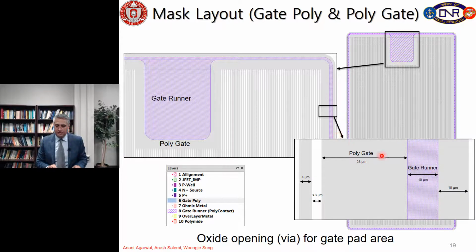Here is the gate runner at the middle. So again, we are just opening the oxide because we have oxide everywhere. We are just opening the window for these gate runners. 10 micrometers width here, 10 micrometer width over here, and then 28 micrometers width in the left hand side.